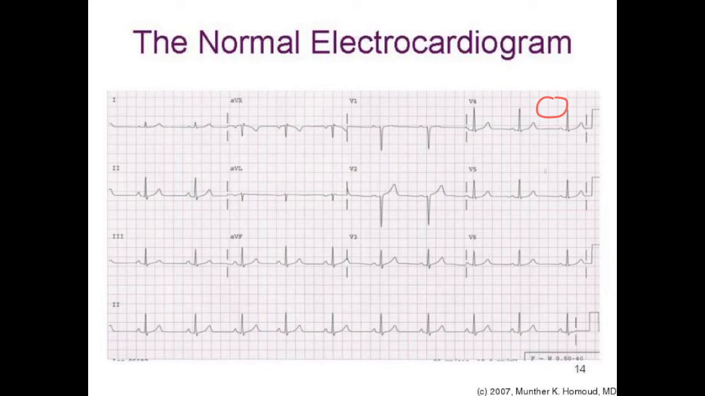So the more you familiarize yourself with what a normal ECG looks like, what a normal ECG pattern is supposed to look like, then you will have the ability to identify when someone has abnormal electrical activity from their heart based on the change from what normal looks like.